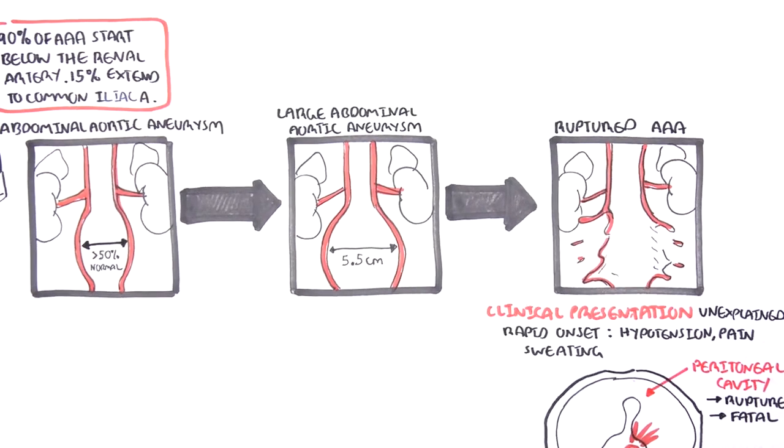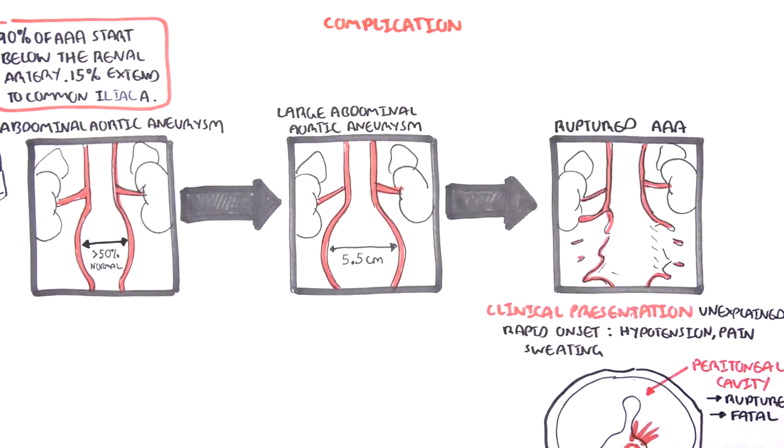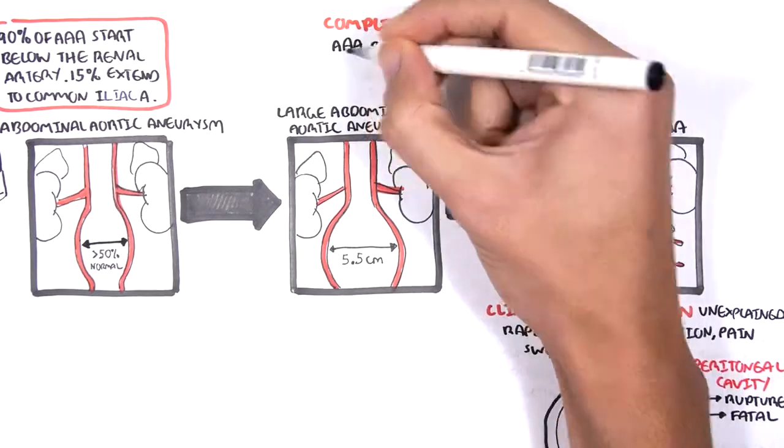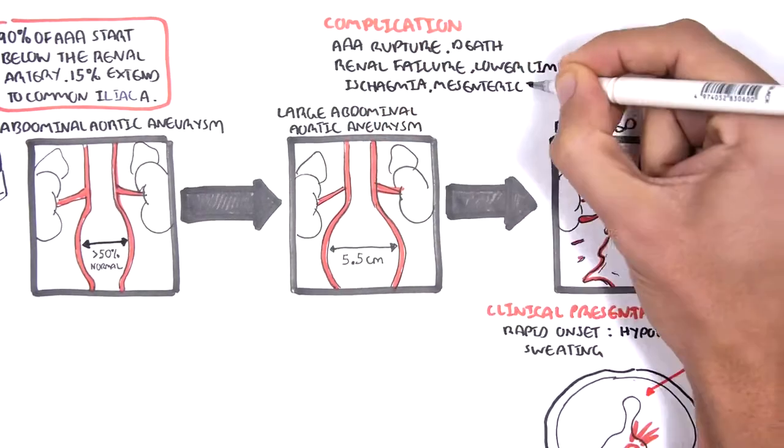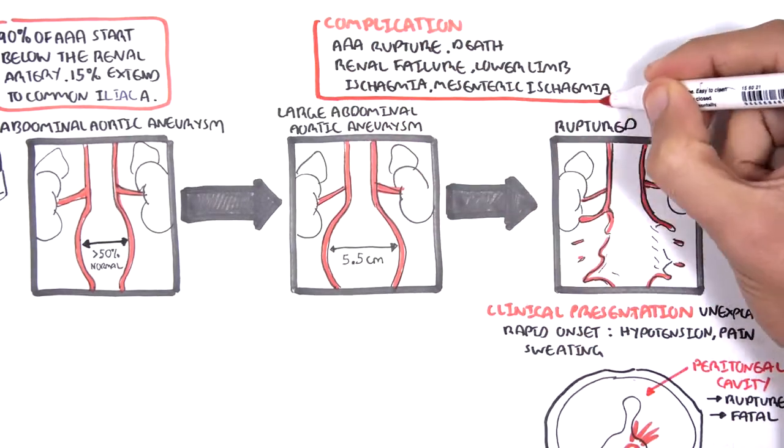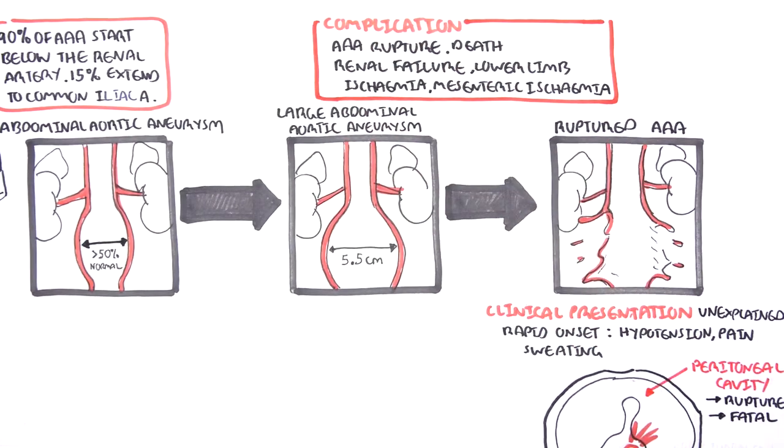Other complications of AAA, aside from rupturing, include death, renal failure because of decreased blood flow to the kidneys, lower limb ischemia, and mesenteric ischemia. Again, all of this is a result of decreased blood flow to the area, loss of blood.